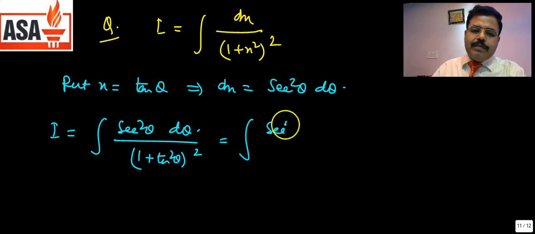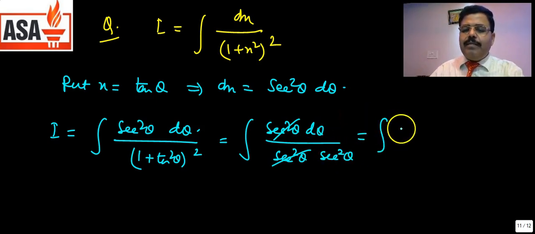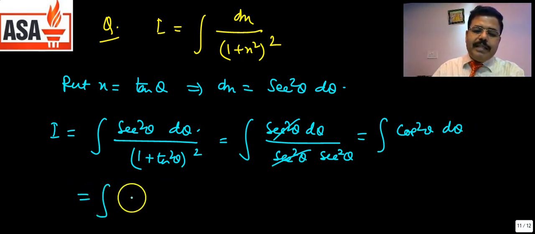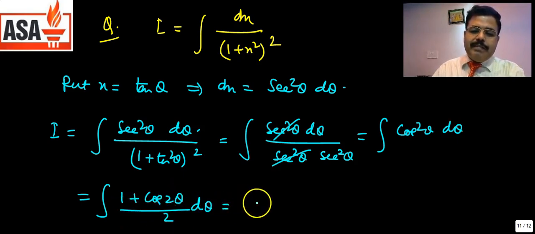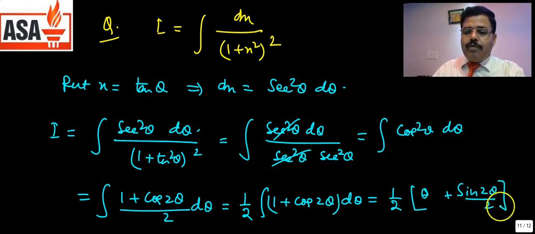So that will be sec square theta d theta, and clearly this is (sec square theta) whole square, that is sec square theta into sec square theta. This cancels. Sec square theta will come in the numerator, so it will be cos square theta d theta. We know very well that whenever there is a cos square theta, we can write it as (1 plus cos 2 theta) by 2. In the very first lecture we had discussed this, and therefore it can be integral of (1 plus cos 2 theta) d theta. Now the integration of 1 is theta. So I can write theta here, and cos 2 theta integrates to sin 2 theta by 2, plus c.